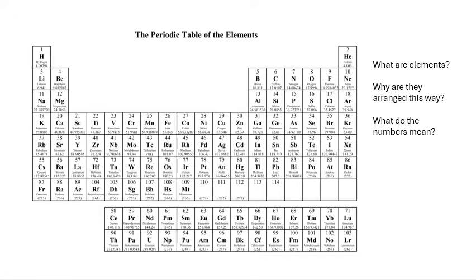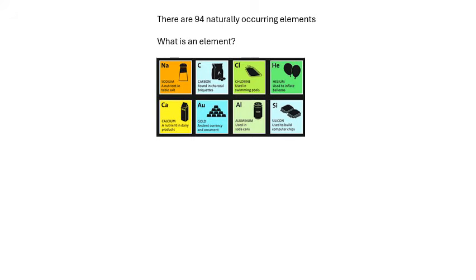What are elements? Why are they arranged this way in this table? And what do the numbers mean? There's a small number and a big number. Sometimes the big number's on top and the small number's on the bottom. It doesn't matter. There's a small number and a big number. Anyway, so first of all, what are elements?